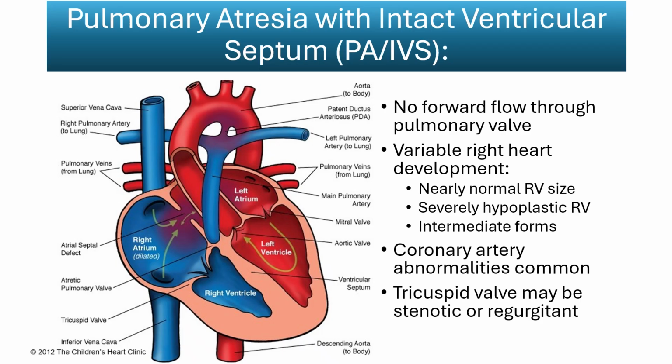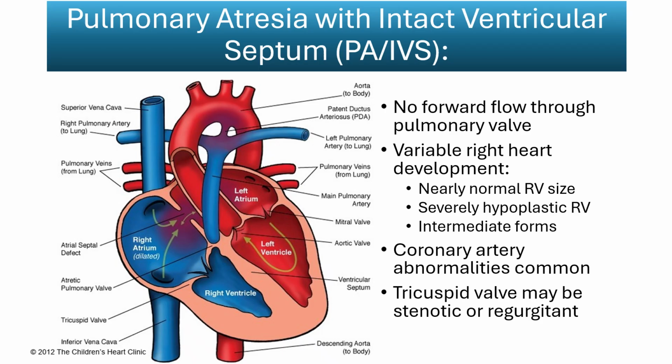Pulmonary atresia with intact ventricular septum is defined by complete obstruction at the pulmonary valve, preventing forward flow into the pulmonary artery. This anatomy forces circulation to depend on ductal patency and atrial level shunting. The right heart structures display wide variability. Some infants have nearly normal right ventricular size, but many present with a severely hypoplastic chamber, and intermediate forms are common. Prognosis and surgical strategy hinge on the adequacy of this ventricle and its ability to support pulmonary circulation.